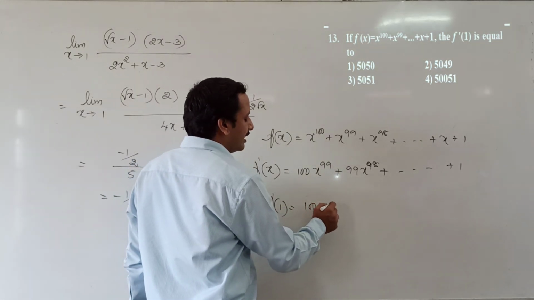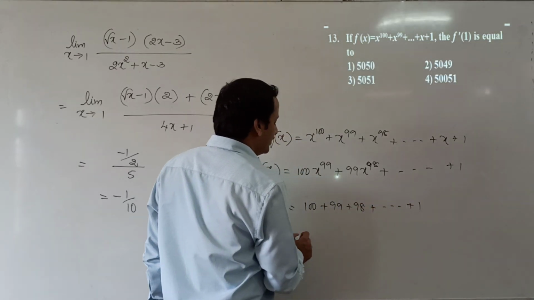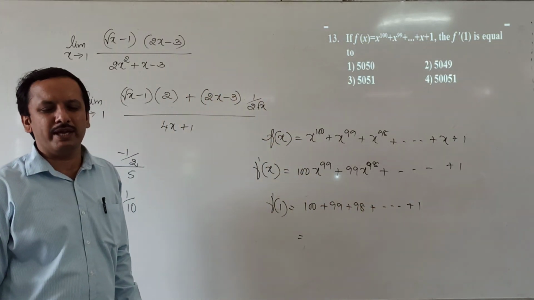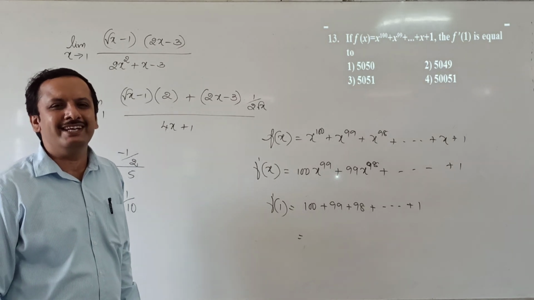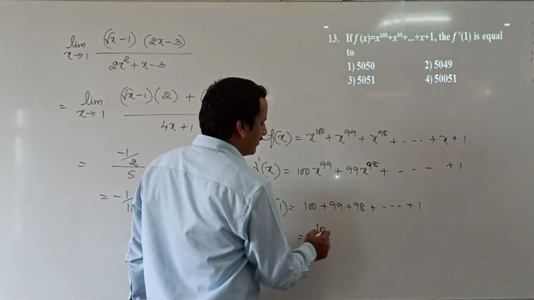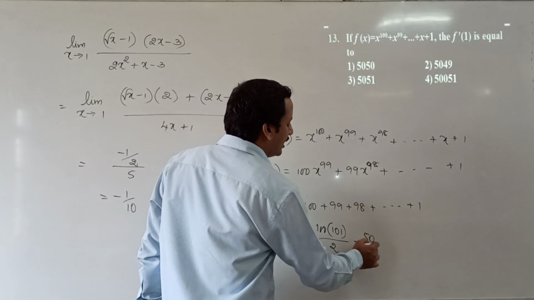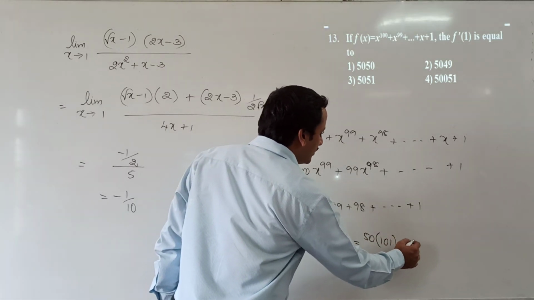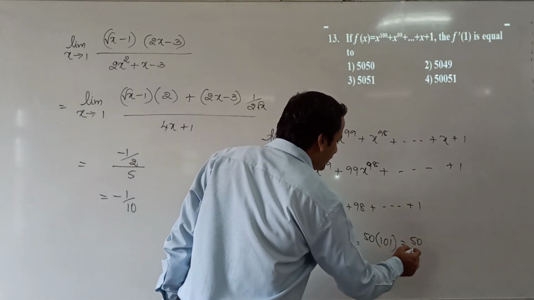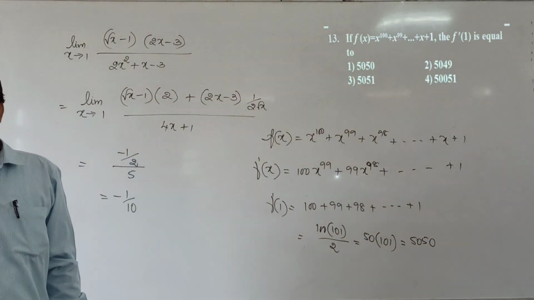That will give you 100 plus 99 plus 98 etc. till 1. So this is 1 plus 2 plus 3 up to n. 1 plus 2 plus 3 up to n, we know it is equal to n into n plus 1 by 2. That will give you 100 into 101 by 2. So 50 into 101, 5050, which is the first option.